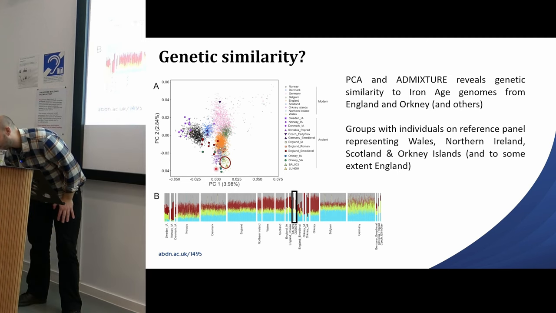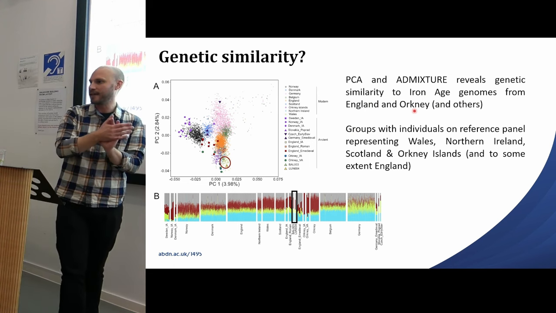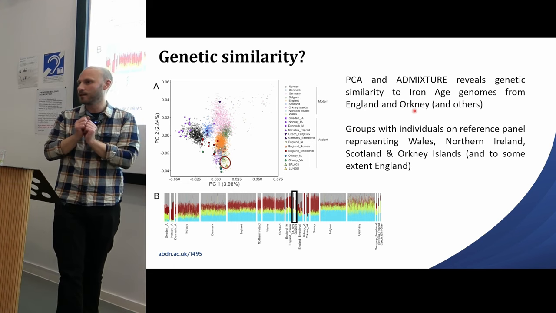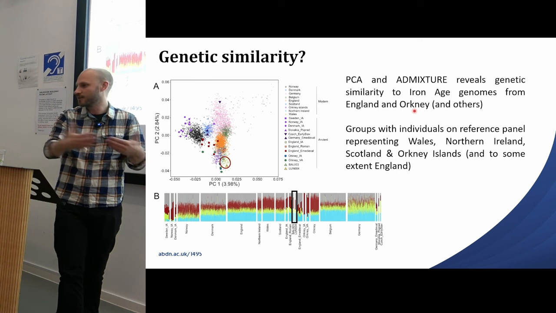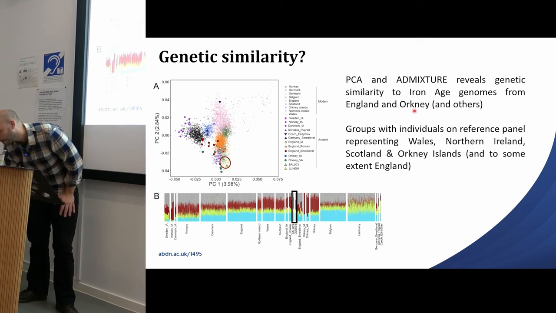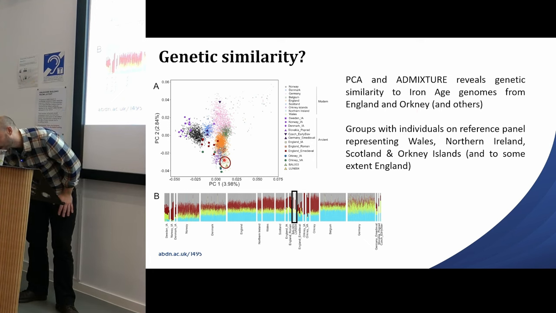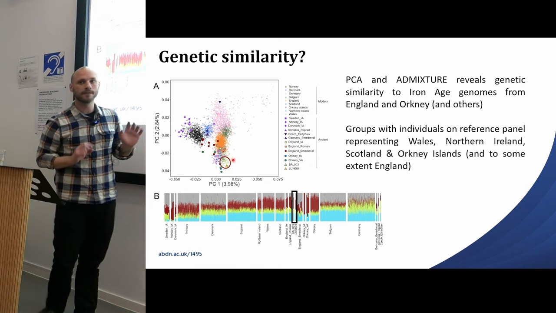So where do the two Pictish genomes cluster? Well, they cluster on top of genetic variation similar to Scotland, Orkney, and so on. So that's consistent with the idea that at least these two Pictish genomes were genetically similar to present-day populations. So there's a degree of genetic continuity. There's nothing controversial in that statement, really. The next question is then, how do the ancient genomes cluster among themselves relative to this genetic variation?